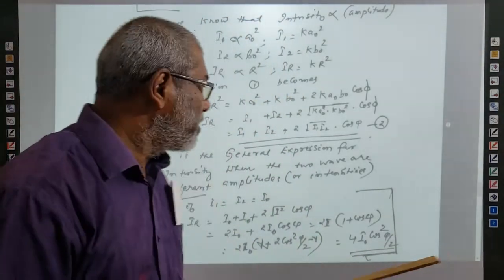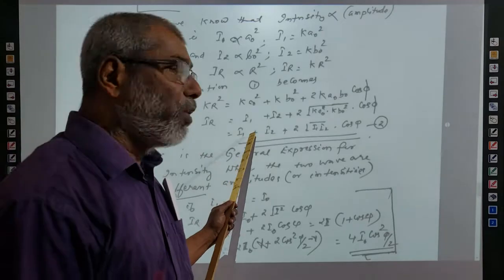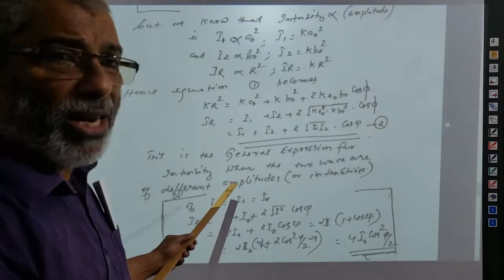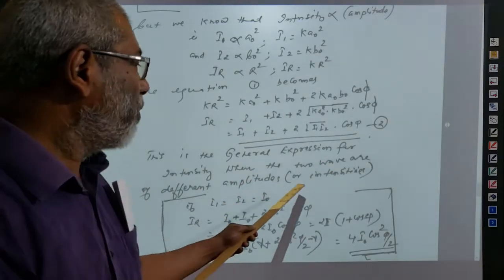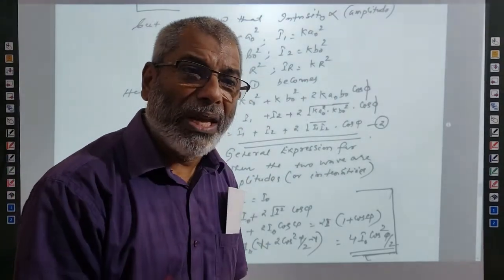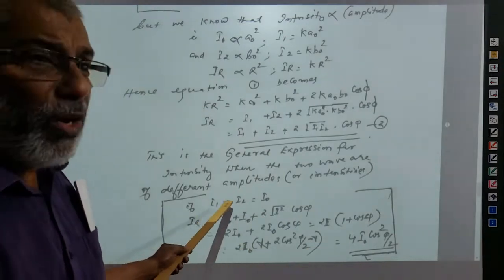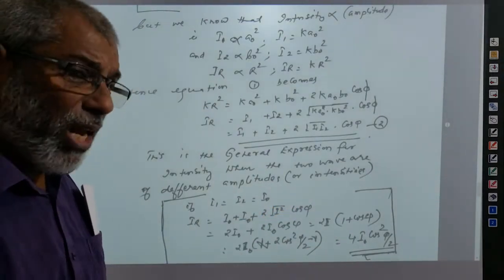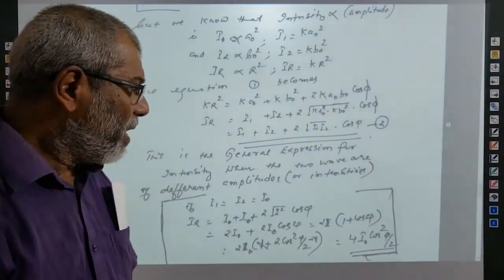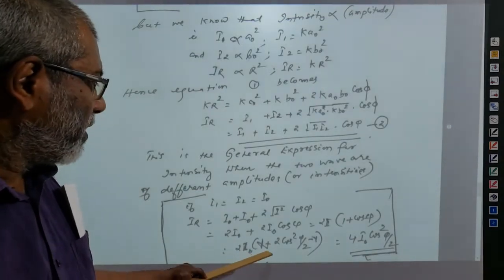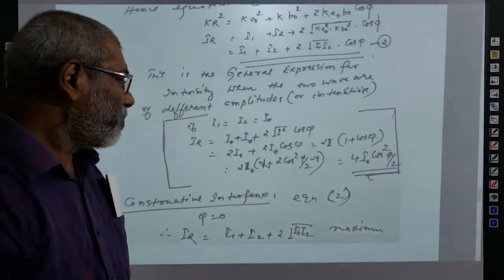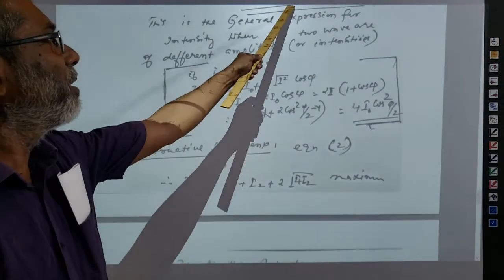Then the general expression for intensity is given by IR is equal to I1 plus I2 plus 2 root I1 I2 cos phi. So this is the general expression for intensity when the two waves are of different amplitude, different intensities. Different intensity means different amplitude because intensity depends on amplitude. If I1 is equal to I2 is equal to I0, then we can prove the same thing: 4I0 cos square phi by 2. So this is also shown here.